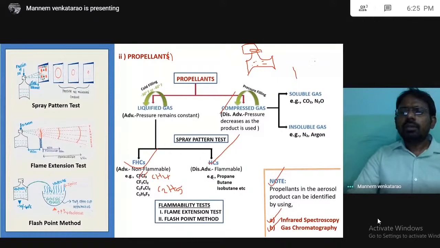Because in some cases manufacturers, to earn money, will mention that propane is present.